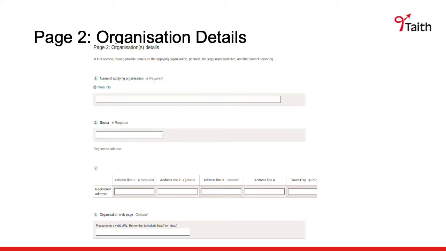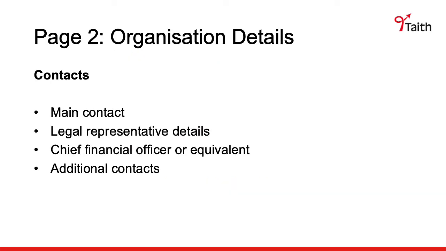On page 2, you need to provide the details of the organization you work for, including its name, which sector it belongs to, the registered address, and the website if relevant. You will also need to provide the contact details of a main contact person, a legal representative, a chief financial officer or similar, and any other relevant contacts you may want to add.